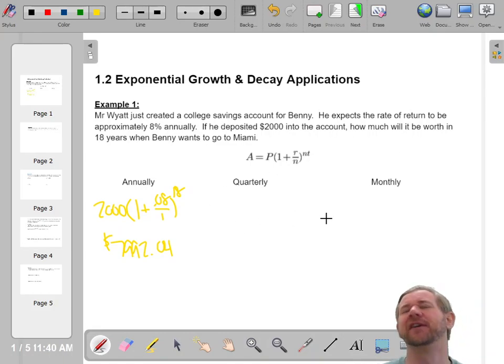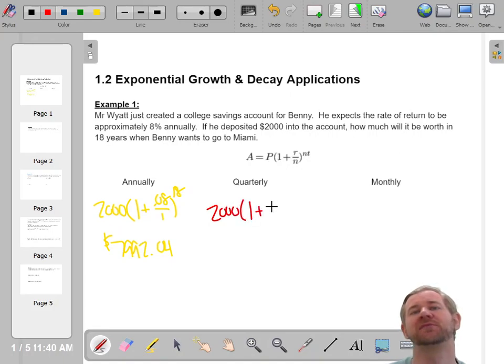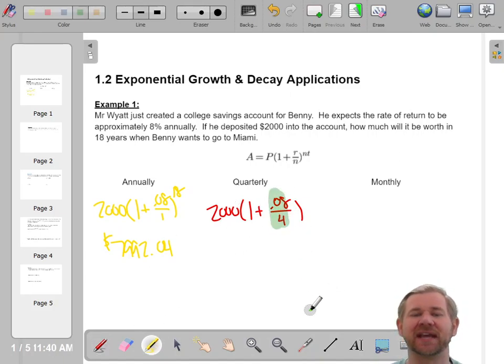Now, let's see if it's different if you compound it quarterly instead. So this will be $2,000, same thing, 1 plus 0.08. But now, instead of doing it 1 time a year, I'm going to do it 4 times a year. Quarterly means 4 times a year. But what you should notice is you're not getting all 8% 4 times a year. You're getting 8% divided by 4. So you're essentially getting 2%, but you're going to compound the interest more often.